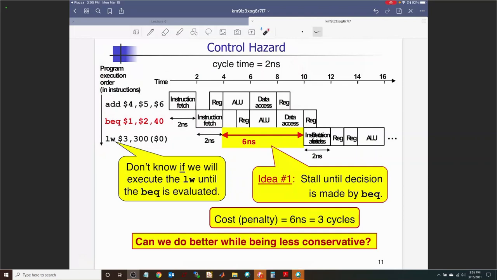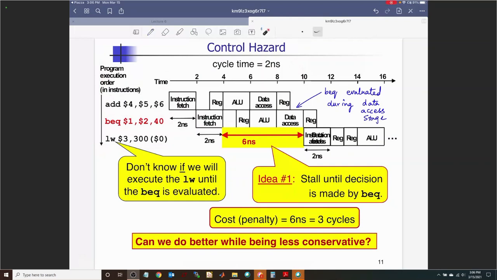Now, if you take a look at the time for which there is nothing in the pipeline, if you just push out everything until you make that decision, where are you making the decision? You just said evaluate the decision in memory, right? So BEQ gets evaluated during the data access stage.